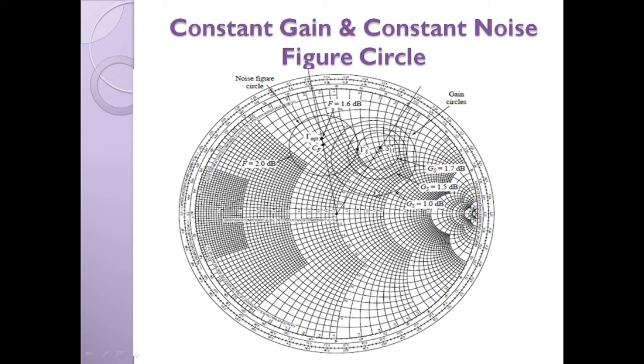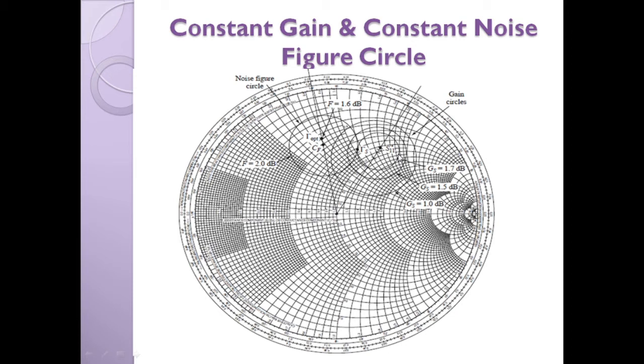These three circles, GS, represent constant gain circles, and this circle, F, represents the noise figure circle. Now I will tell you one simple example, and based on that you can understand how to plot these circles and how to get the trade-off between gain as well as noise. Let us consider that the noise figure I need is 2 decibel, and the minimum noise figure, I give the notation as 1.6 decibel.